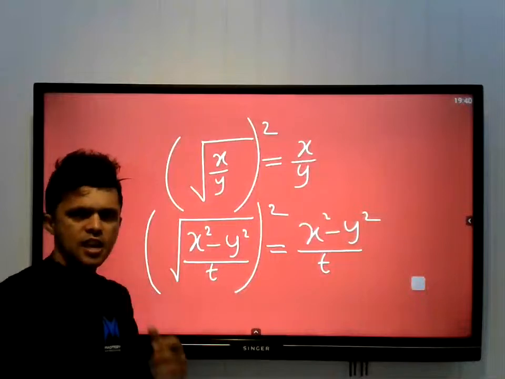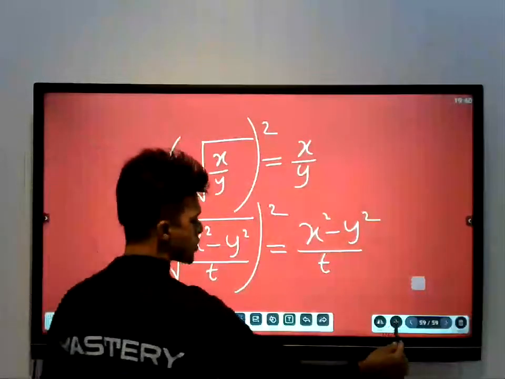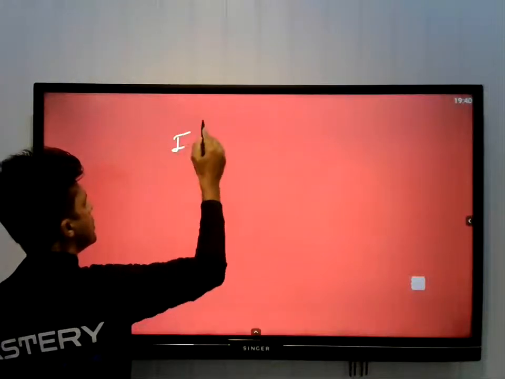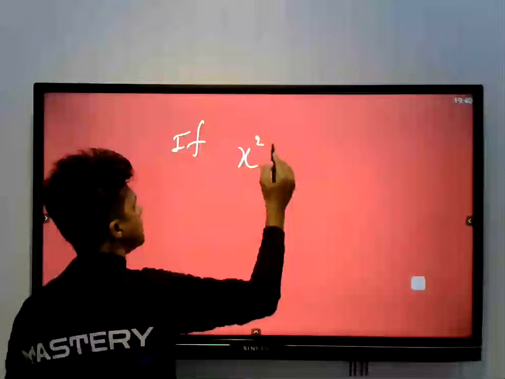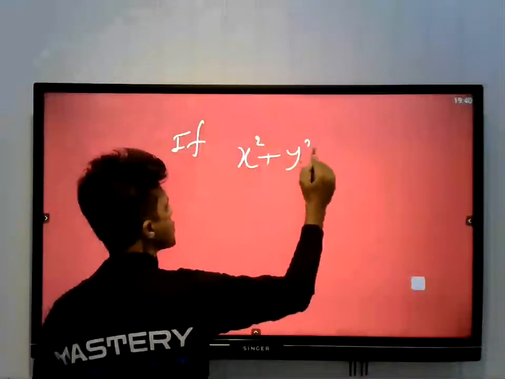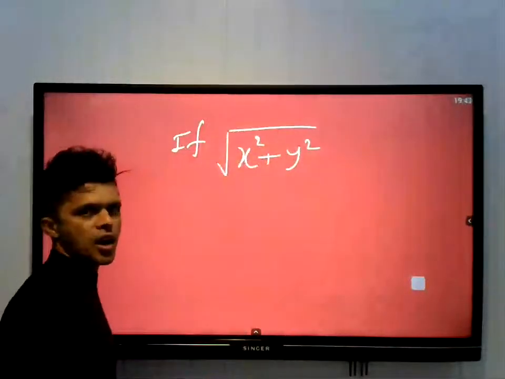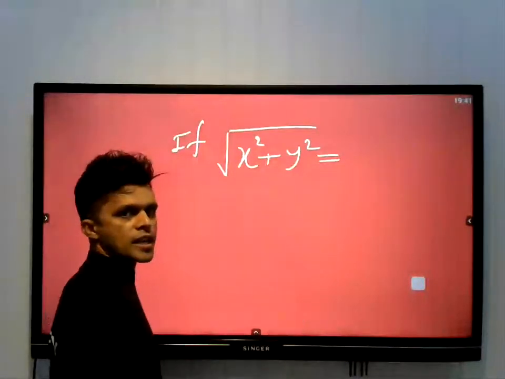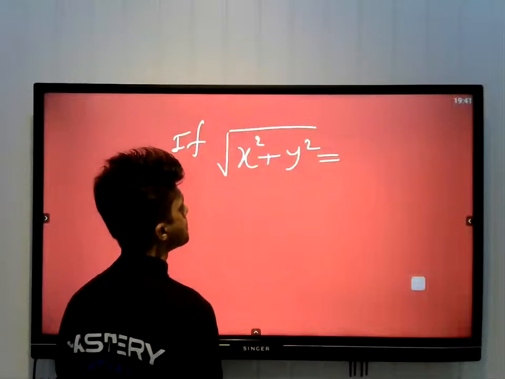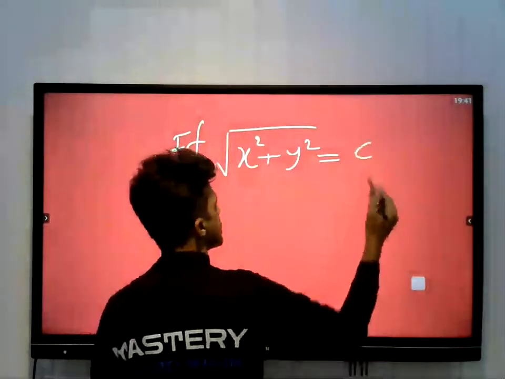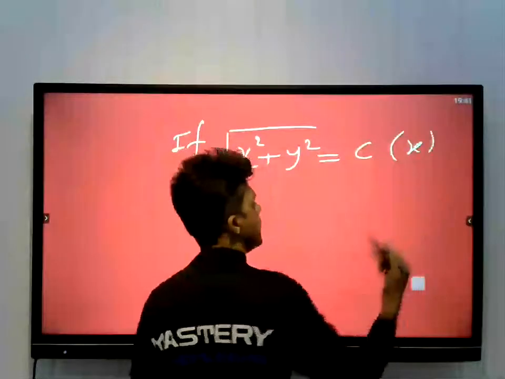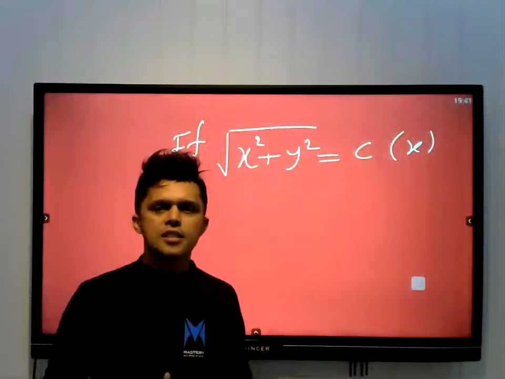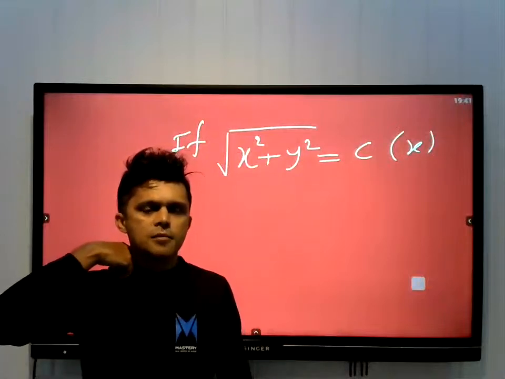Okay, the other part. How can you do the other part? This type of part. If the square root of x squared plus y squared equals c, make the term x the subject. How could you write the term x as the subject?